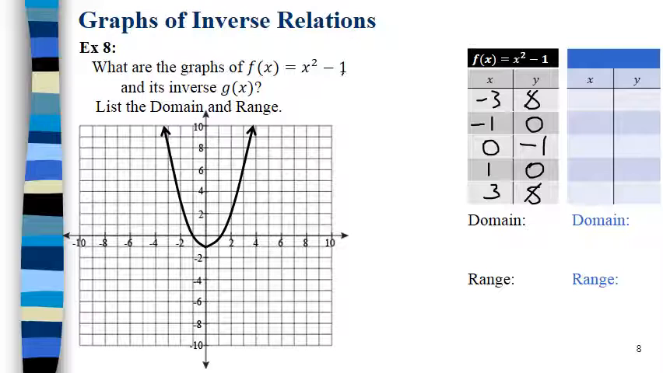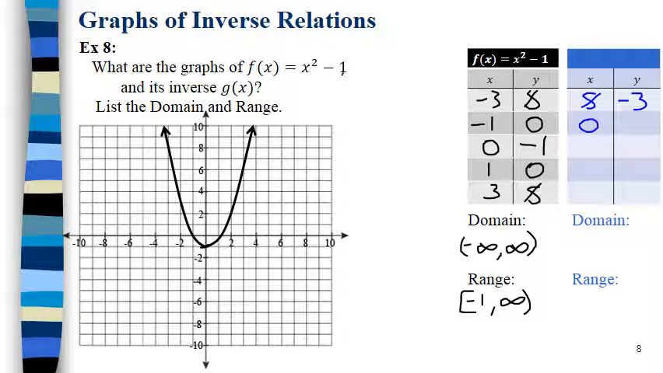Our domain includes all x values, all real numbers, and our range is from negative 1 to infinity. And so if we switch those points, the inverse of that should be at (8, negative 3), (0, negative 1), (negative 1, 0), (0, 1), and (8, 3). And when I graph those points, I can see that I end up with something that's not a function. In fact, it's a relation.